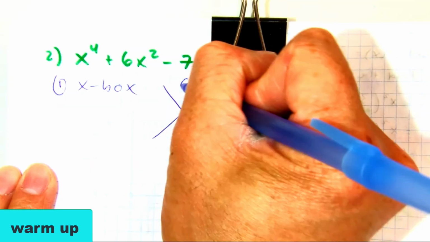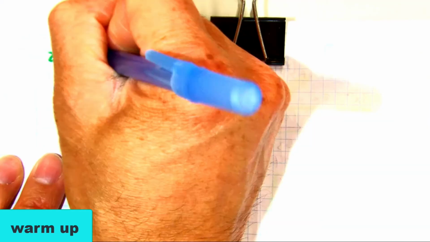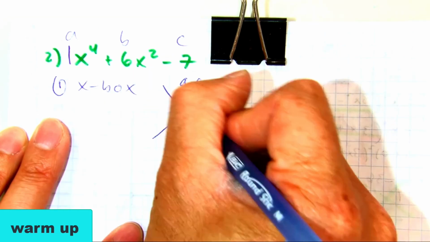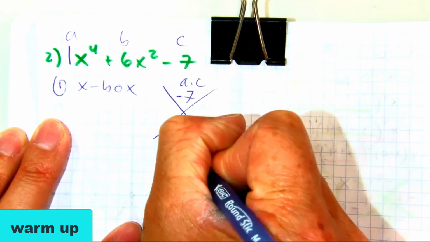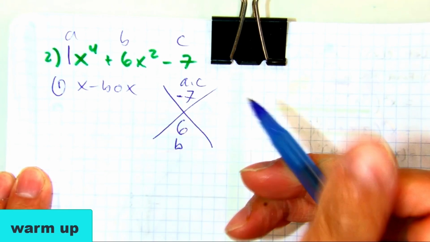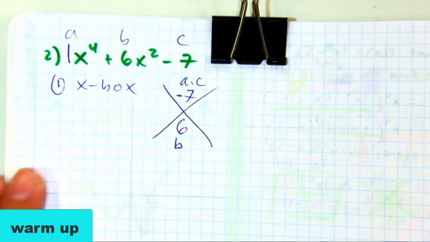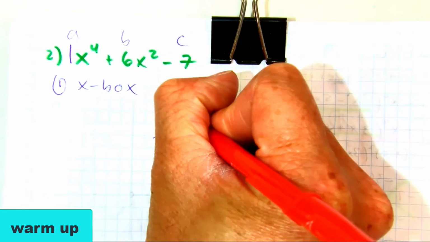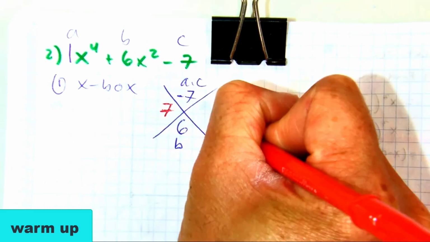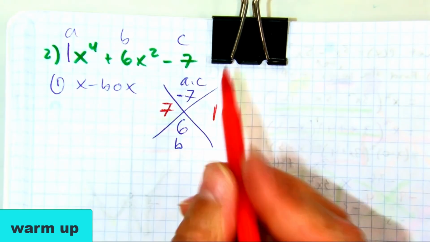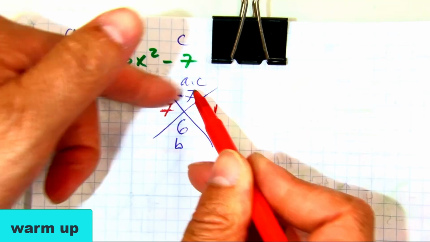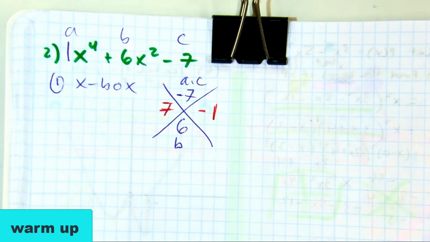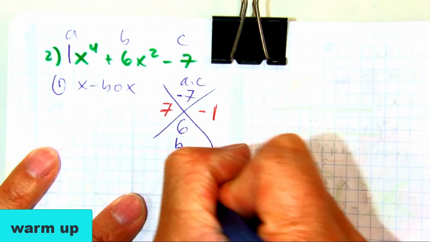Cos, what is a times c? So my a is 1, c is negative 7, so it's negative 7. And then your b value is 6. Two numbers that multiply to be negative 7 but add to be 6. And which one is negative? 7. So that would be negative 7 but adds to be positive 6. Now, you only have to do this x thing when your a value is equal to 1.